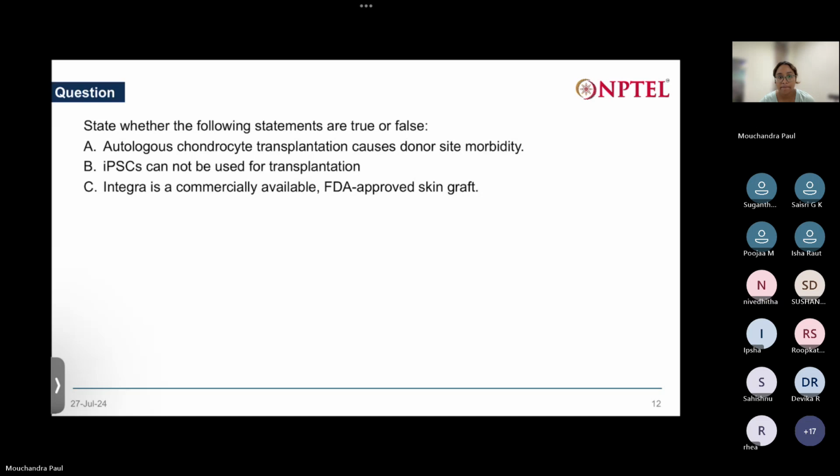True. Sorry, I didn't get it. Can you repeat? True. It's true, ma'am. True. Yes, true. It's true. So what happens in autologous chondrocyte transplantation? Anyone? Those who are saying that it's true?